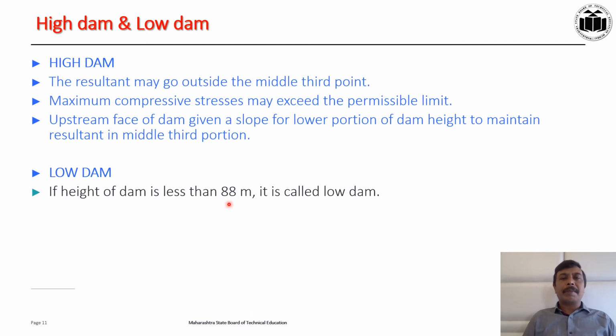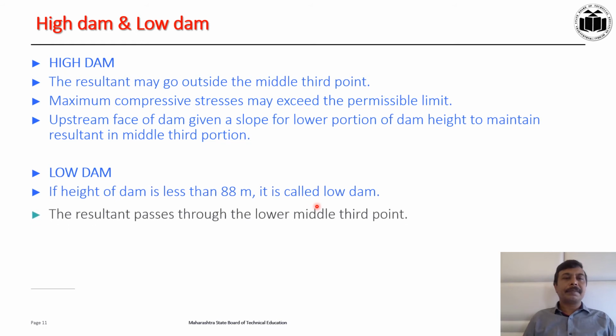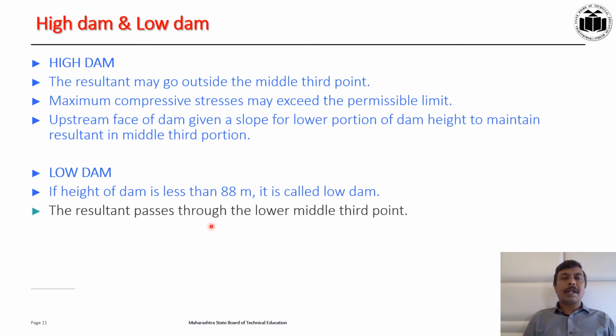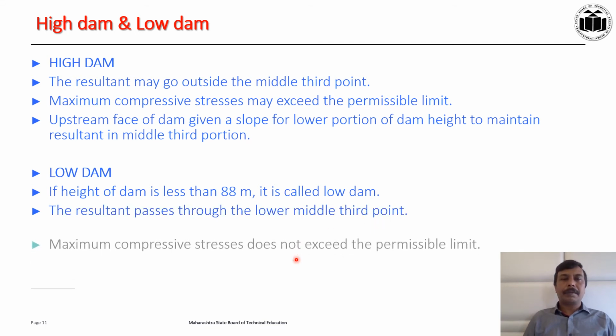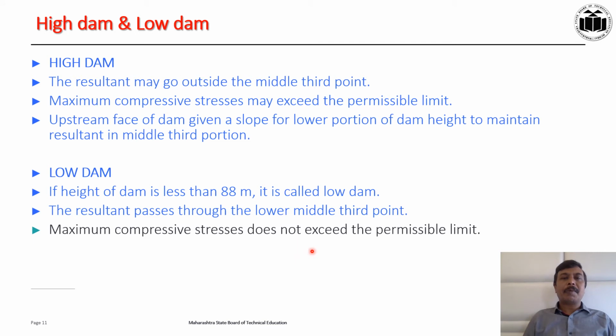Now see the low dam again. If the height of the dam is less than 88 meters, then we call it a low dam. The resultant passes through the middle third point. The maximum compressive stress does not exceed the permissible limit. The upstream face of the dam is vertical. So here you are finding the clear difference between the high dam and low dam.